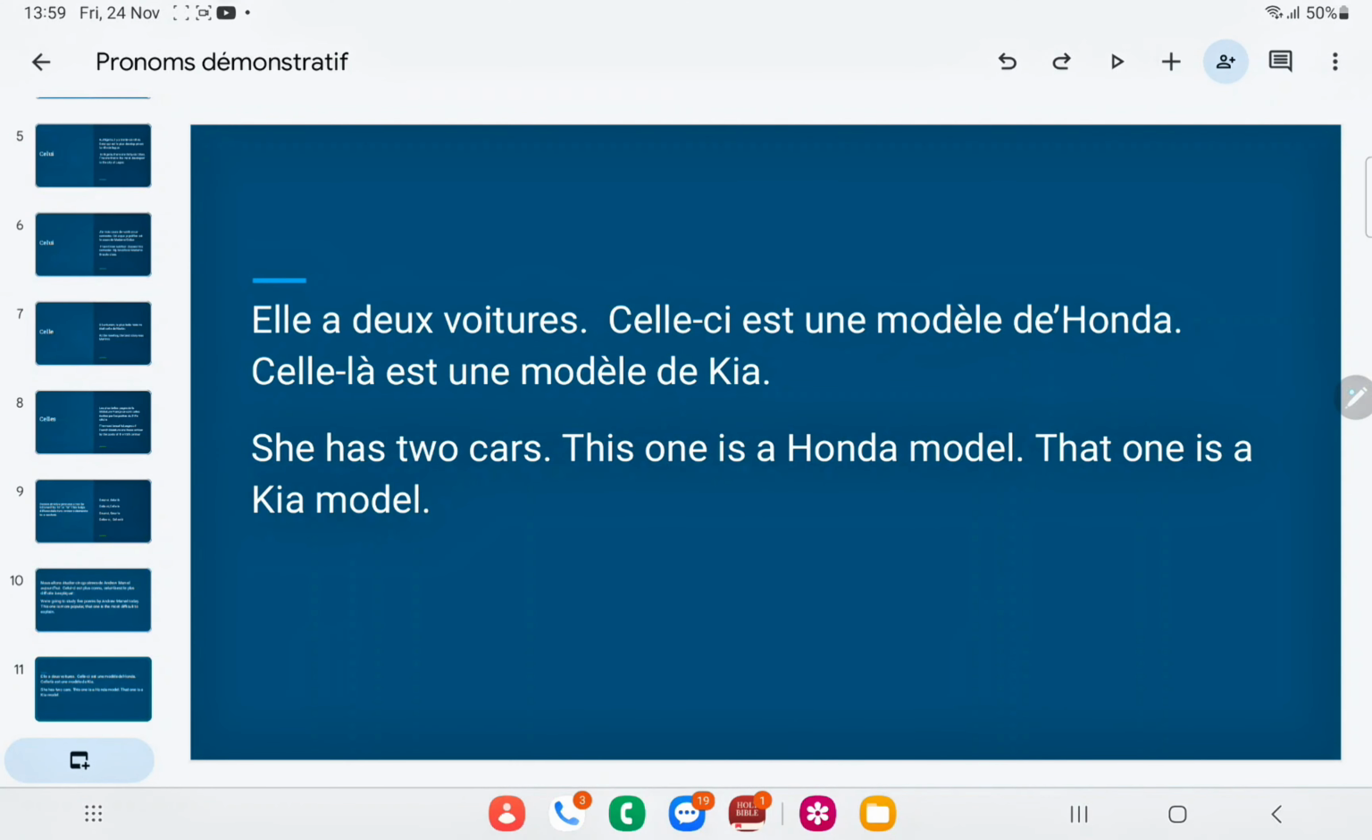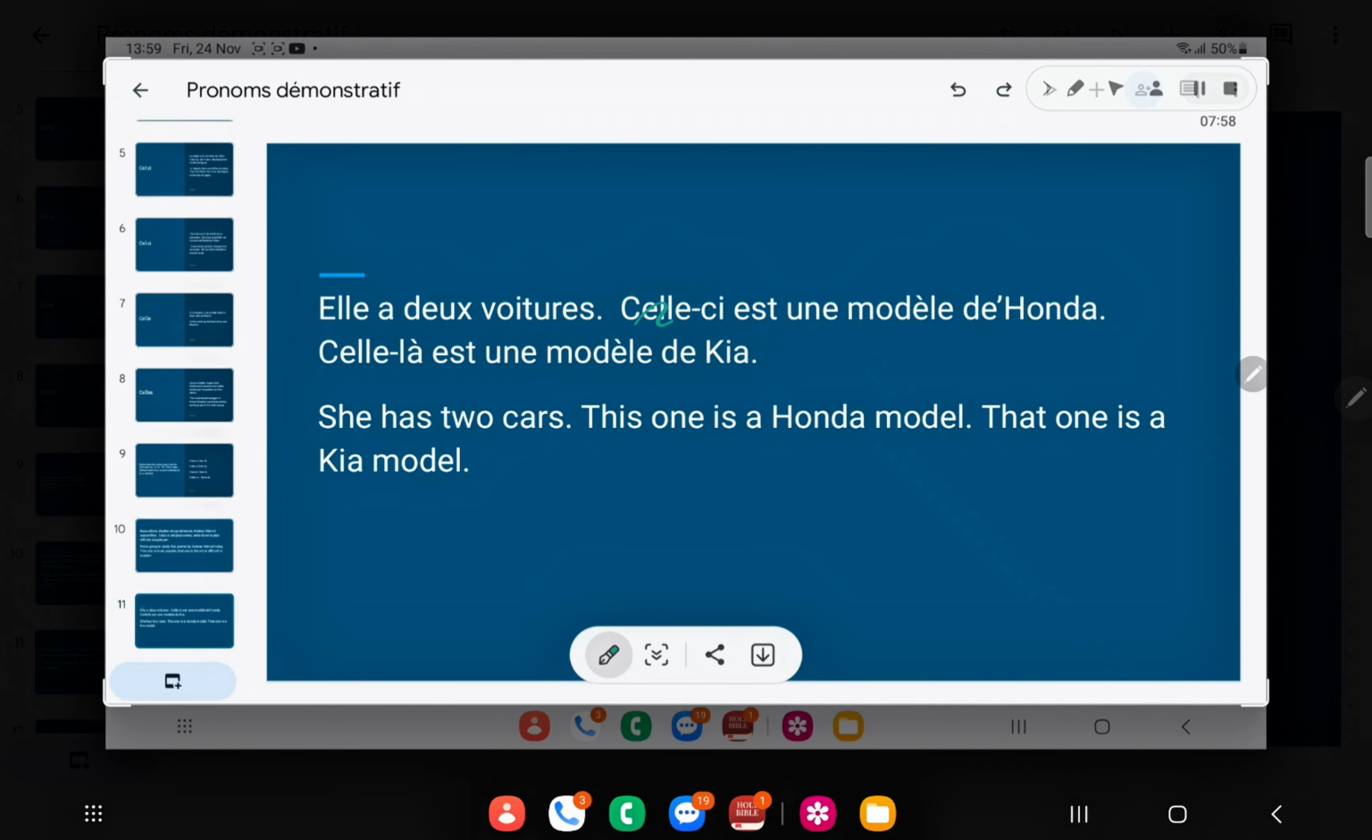Another sentence, another example. Elle a deux voitures. Celle-ci est une modèle de Honda. Celle-là est une modèle de Kia. In this case, we're using celle because voiture is feminine. In as much as voiture here was plural, the subsequent sentence is trying to make reference to just one car.